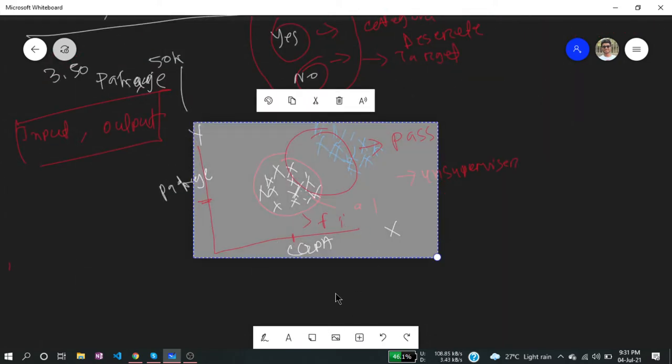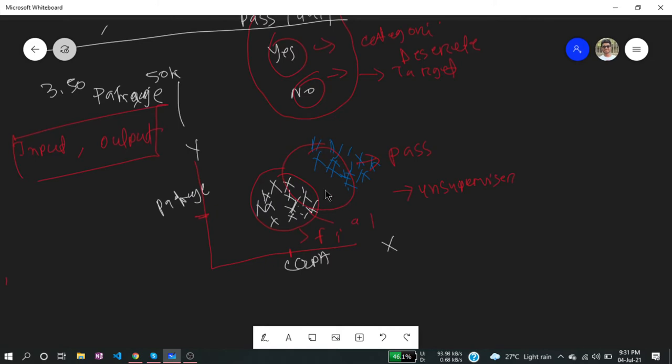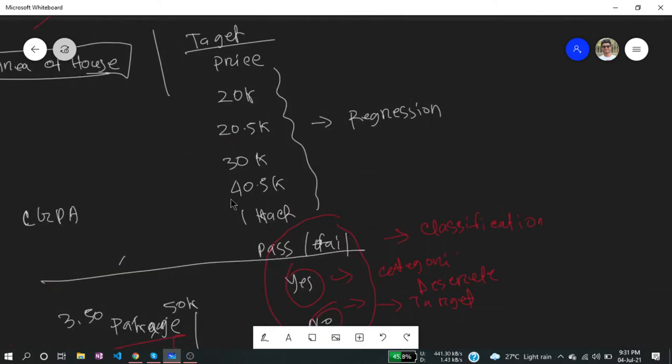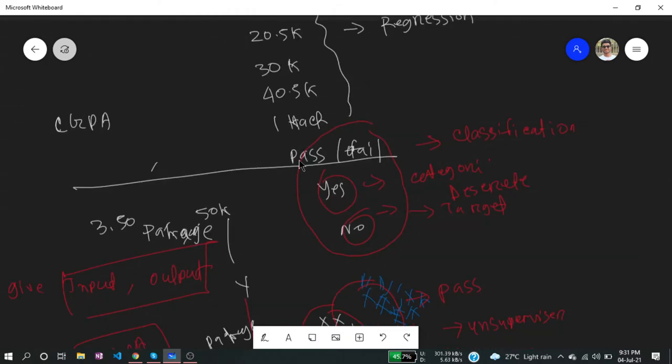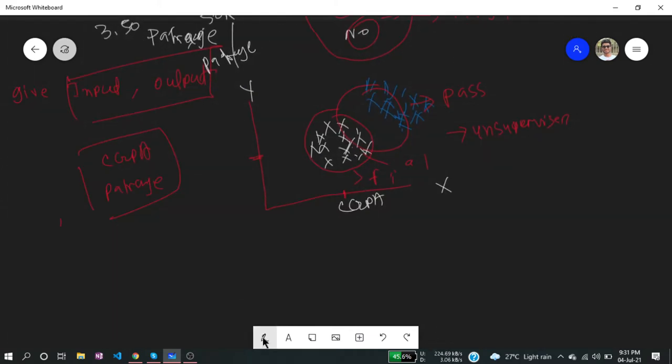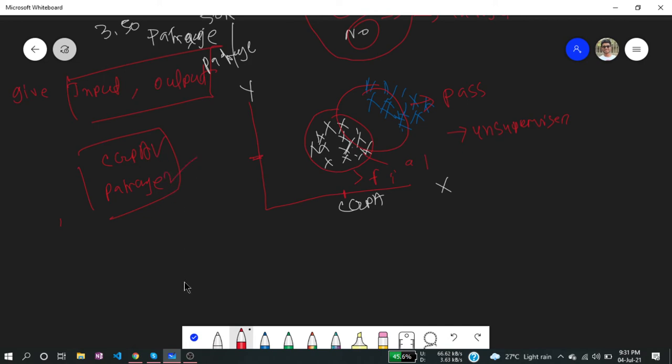Suppose you don't have a target column. Suppose you have just the CGPA and just the package, and you have to predict whether this student would pass or fail. So what will you do? You don't have the target column. Here, in supervised learning, we had our target column, pass or fail. But in unsupervised learning, you don't have the target, just the CGPA and the package, right?